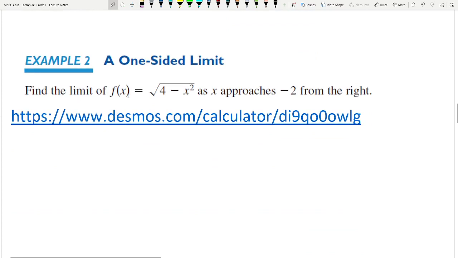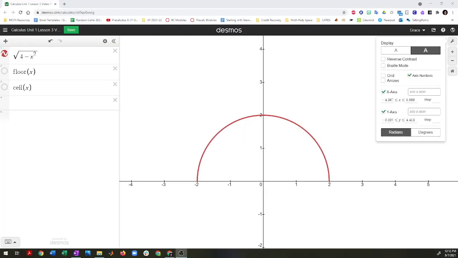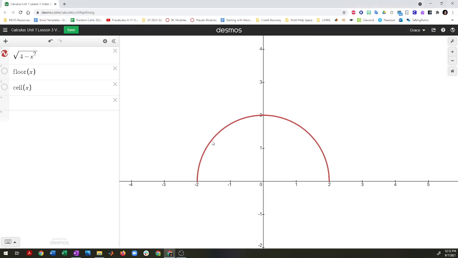Over here, find the limit of f of x equals root 4 minus x squared as x approaches negative 2 from the right. So this is going to give us what kind of function? Well, this looks like it's going to be a circle, but with the square root, we're also only going to look at the positive side of our circle function. And so let's look at this. So here we have Desmos, and I took off some of the things like the grids, and I made the font a little bit bigger. But if we're approaching negative 2 from the right, then where are we getting to? We're getting to 0.